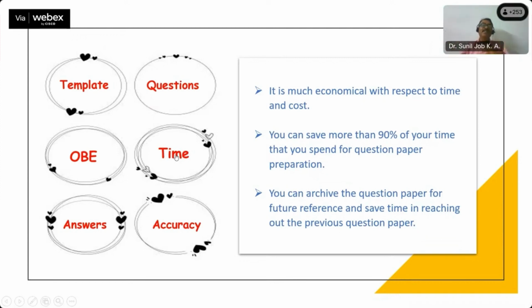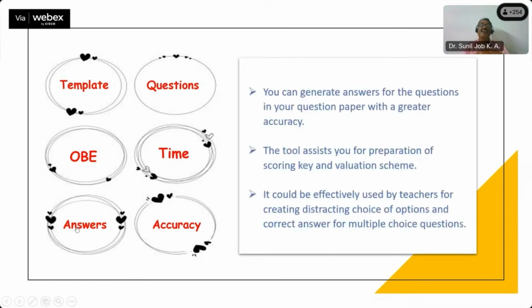Another, the most important thing, is that ChatGPT not only gives, not ChatGPT, our questionpaper.ai not only gives you questions, it also gives you answers. So it is very helpful for you to create a scheme of valuation, like a scoring key or valuation points. This is very important. You input the question paper, make a click there, and your answers will be ready.